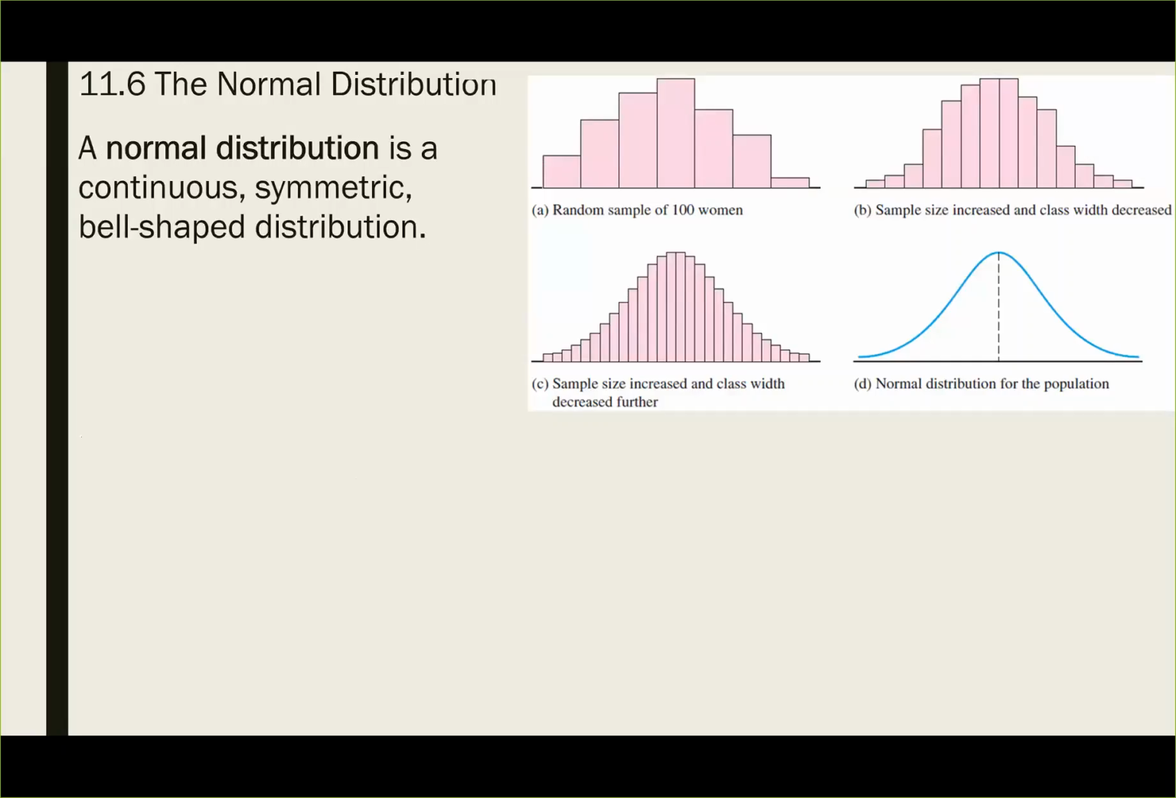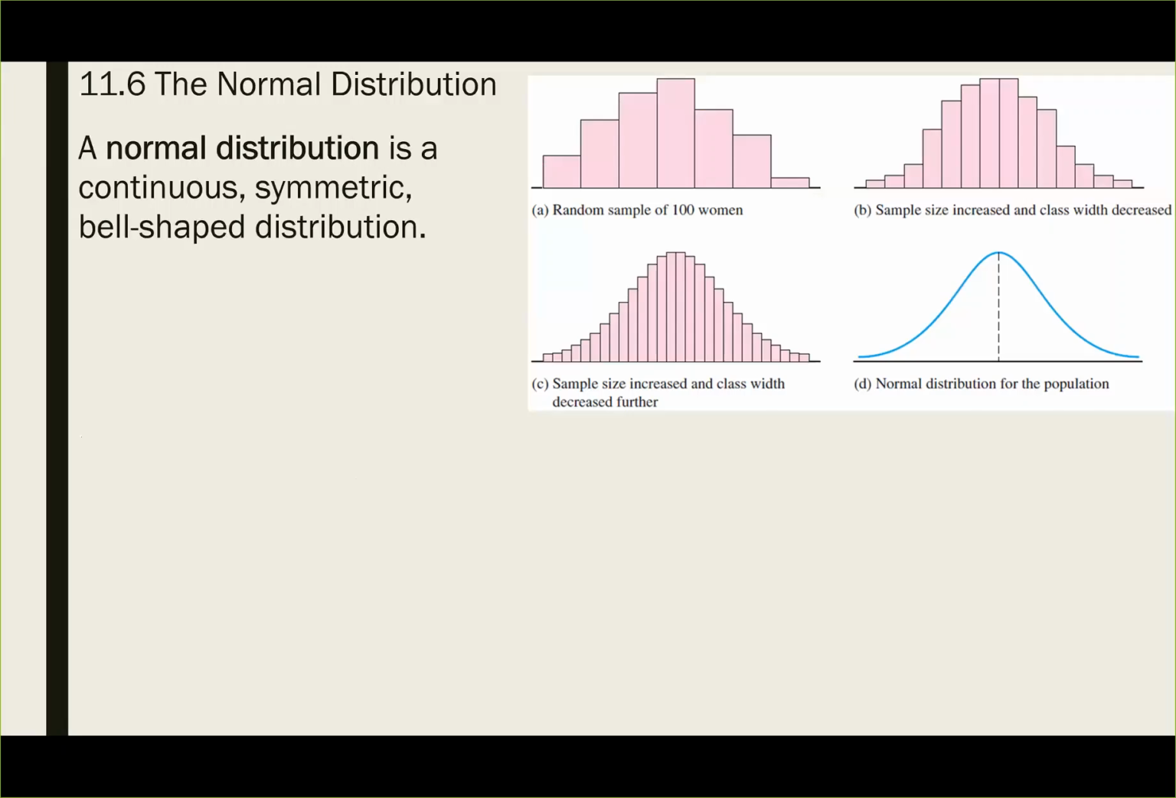So 11.6, this is basically everything about chapter 11 is here, ladies and gentlemen. I think this is basically the backbone of statistics. Statistics will derive from this 11.6. Okay, so let's take up 11.6, which is the normal distribution.